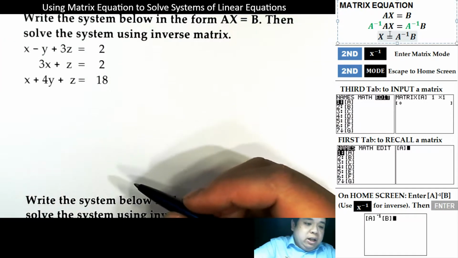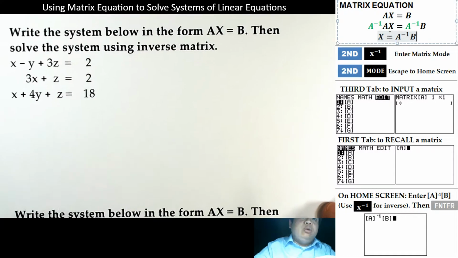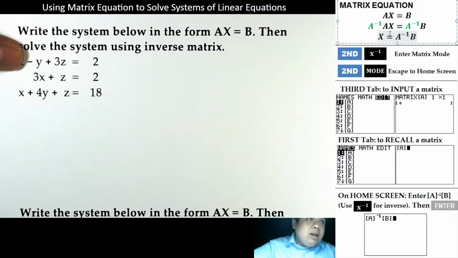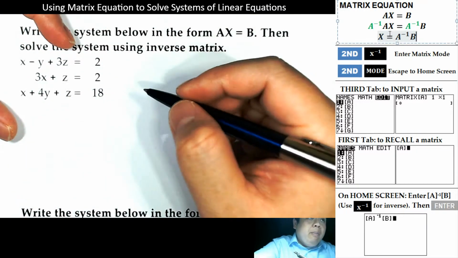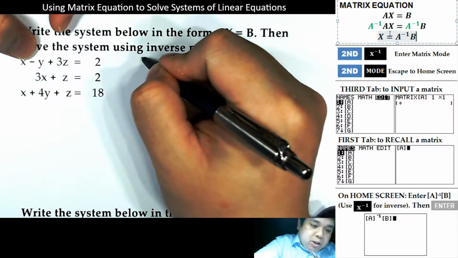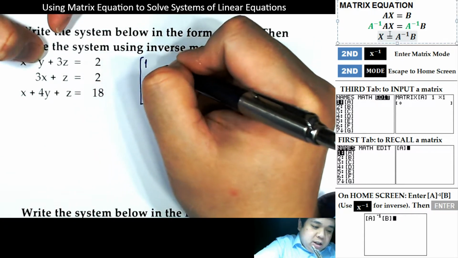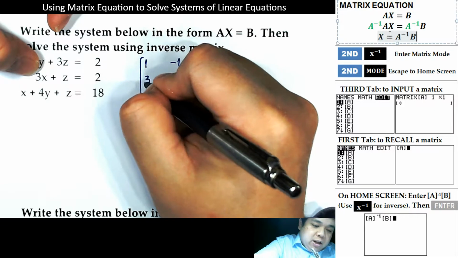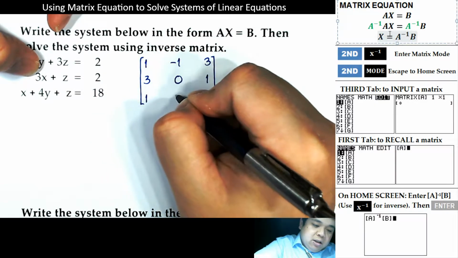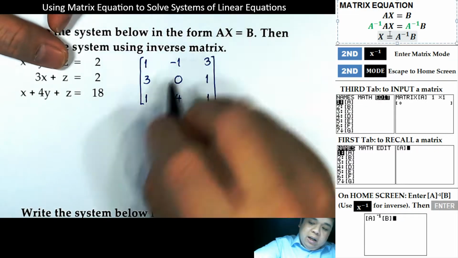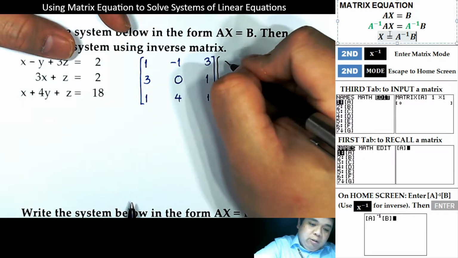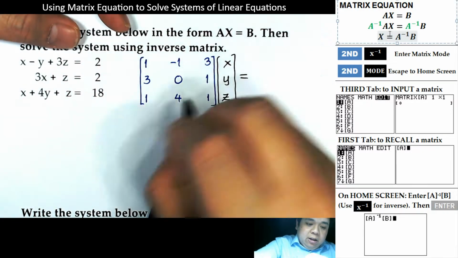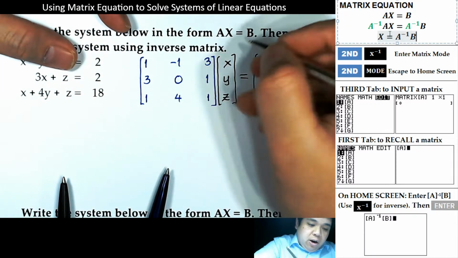And for the inverse of a 3 by 3 matrix, we're going to use a calculator because it will take a lot of time to find the inverse of a 3 by 3 matrix. So first, I put this into the matrix equation form. The coefficients will be 1 for x, -1 for y, 3 for z. Onto the second equation, there are 3 for x, no y, 1z, 1x, 4y, 1z, and then the matrix X, we have 3 variables stacked in a column, equal to the constants on the other side.